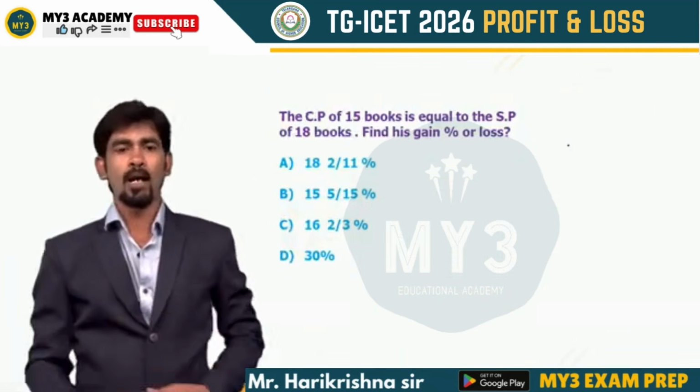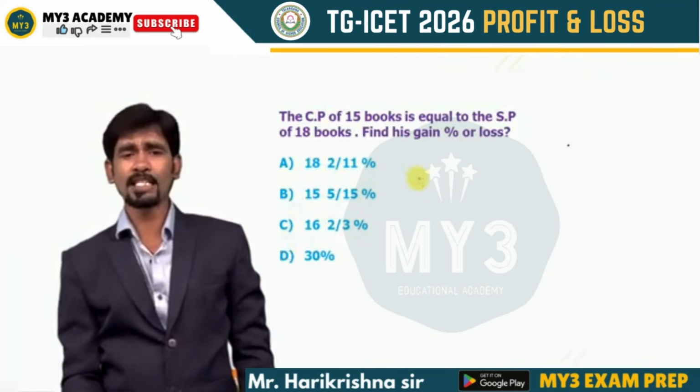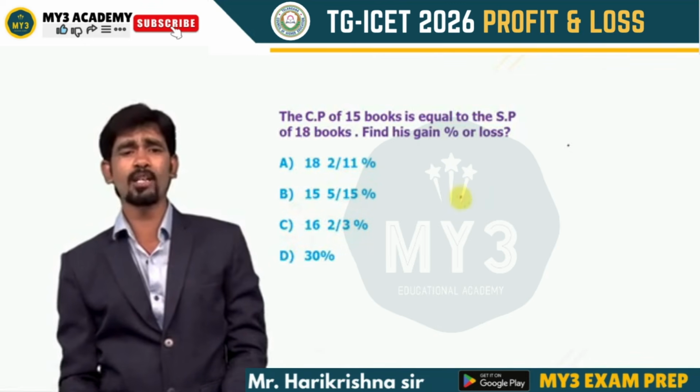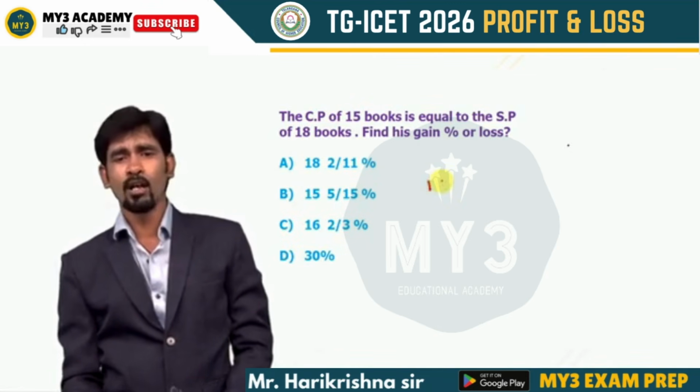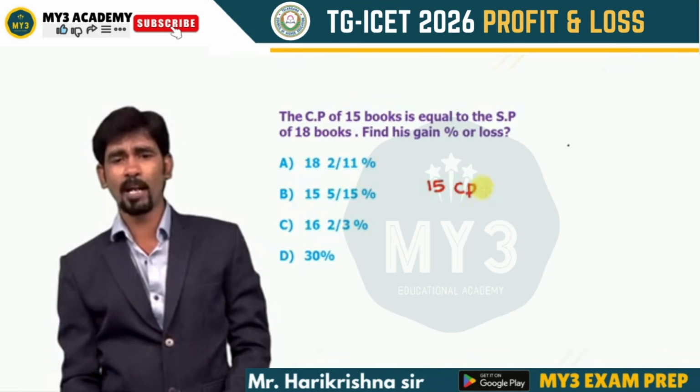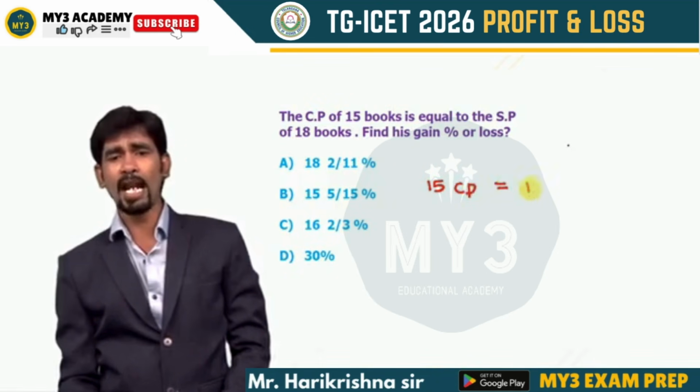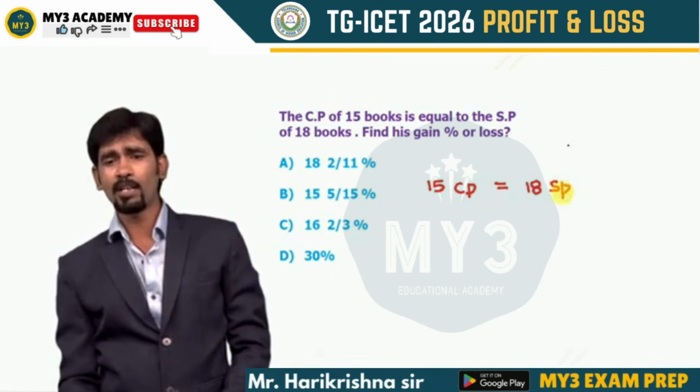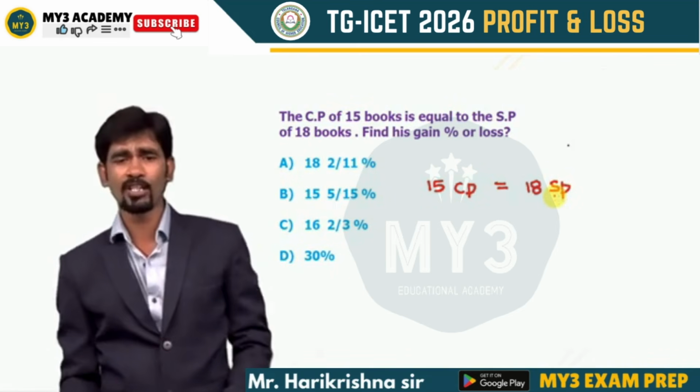Just have a glance. By observing this information, we can say that the cost price of 15 books is equal to the selling price of 18 books. So we can comfortably say 15 books cost price is equal to 18 books selling price. This is what is given in the data. By observing this data, I am trying to frame the fraction like this.